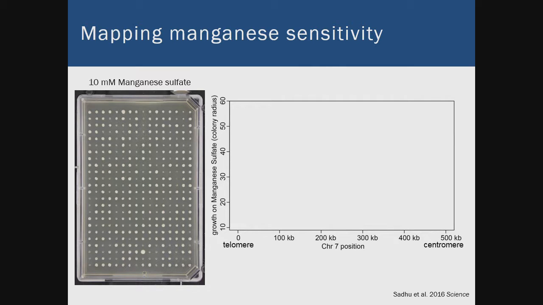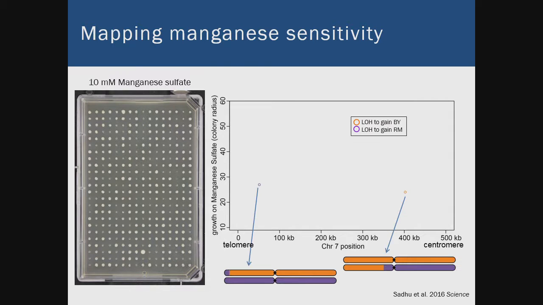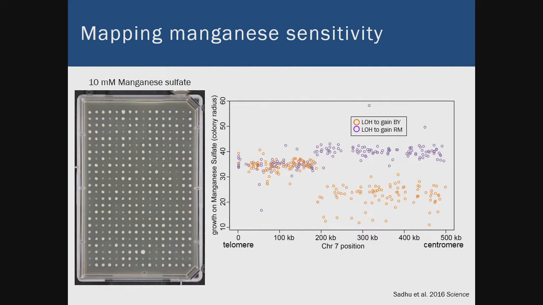Now, to map the phenotypic variation, I'm going to show the data with these plots, where on the y-axis I show the colony size on manganese sulfate, in this case, and on the x-axis I'm showing the position of the breakpoint, the loss of heterozygosity. Points that fall closer to the left end have breakpoints closer to the telomere, and points further to the right have breakpoints closer to the centromere. The last important bit of information on these graphs is the color of the points. If the point is purple, then the loss of heterozygosity gains RM in the homozygous region, and if the points are orange, they gain BY. Okay, so here's all the data.